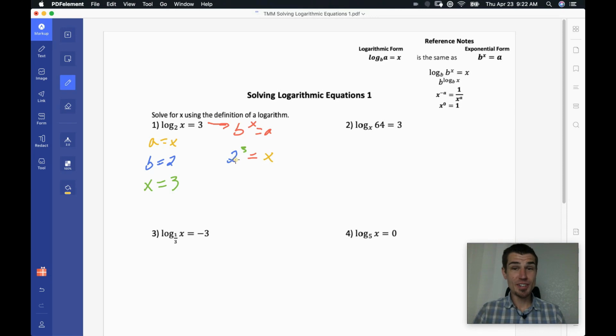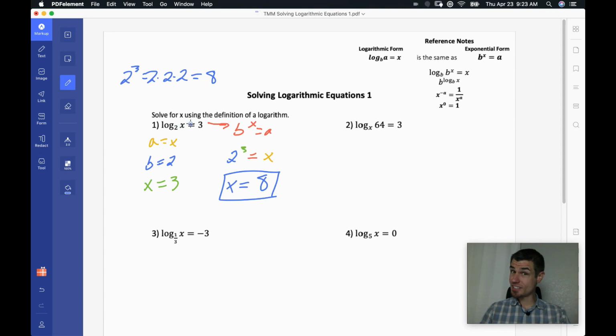We know what 2 to the third is, so we're going to go ahead and evaluate that. So we know that x has to be 2 to the third power. 2 to the third power is just 2 times 2 times 2. 2 times 2 is 4. 4 times 2 is 8. So we know that x must be 8. So log base 2 of 8 equals 3.